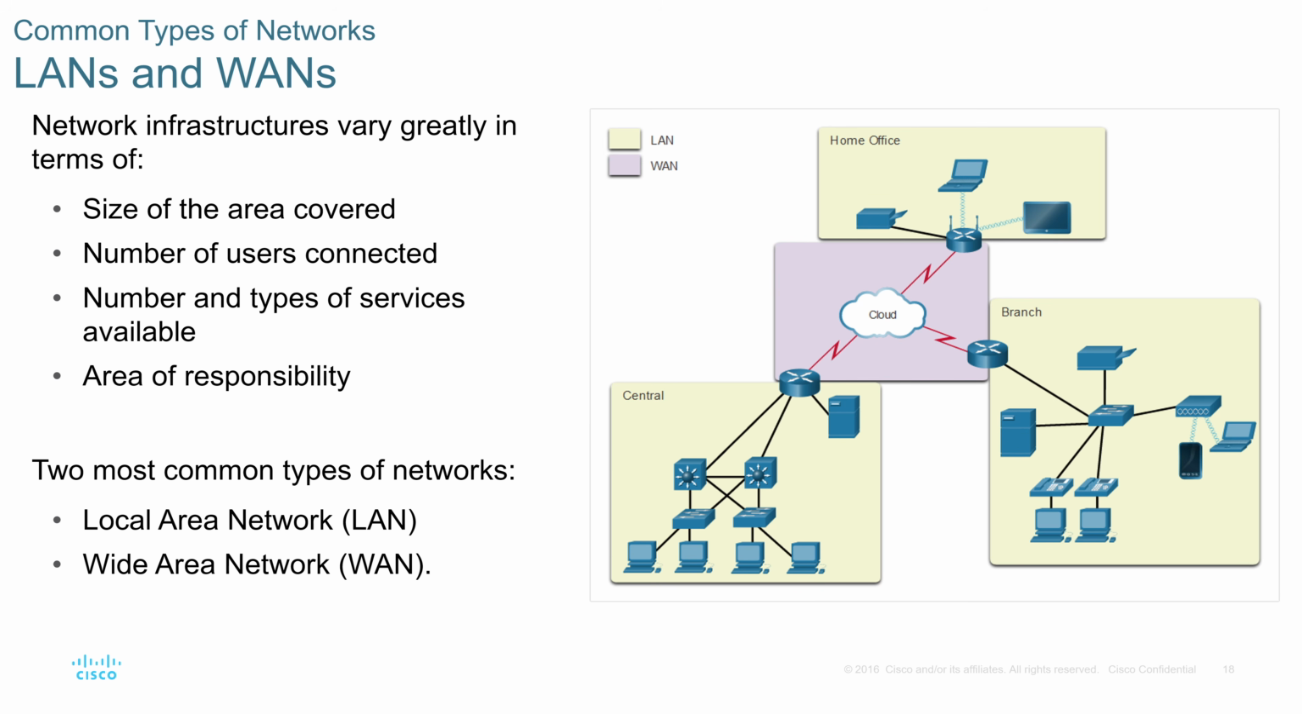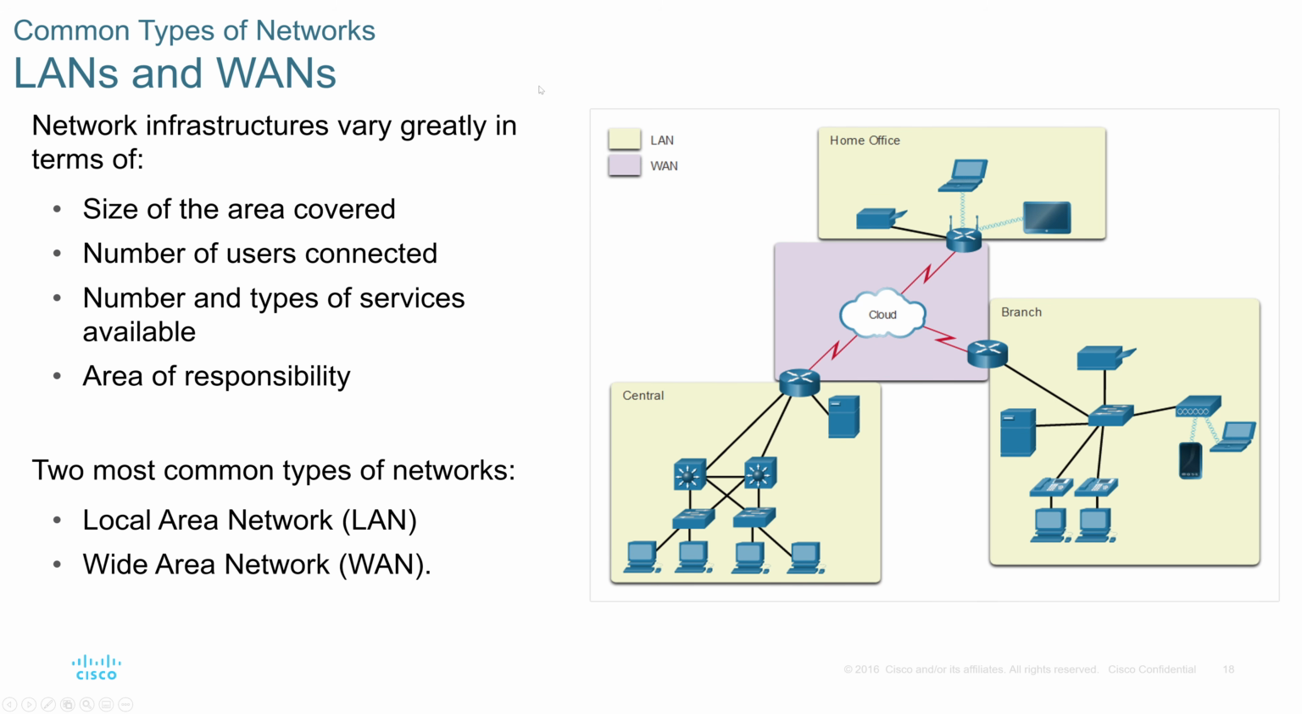The network infrastructure varies greatly in terms of the size and the area covered, the number of users connected, the number and the types of services available, such as web services, internet, email, or just one of those services or multiple. And an area of responsibility, such as within a country, within a city, within your own company, within your own home.